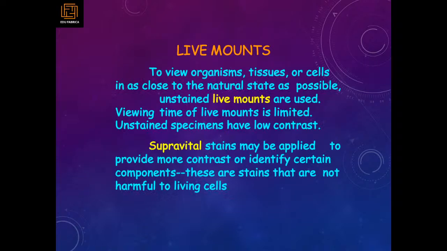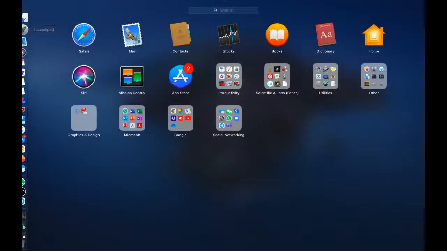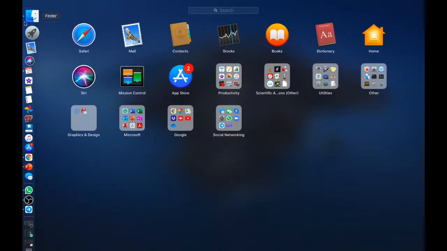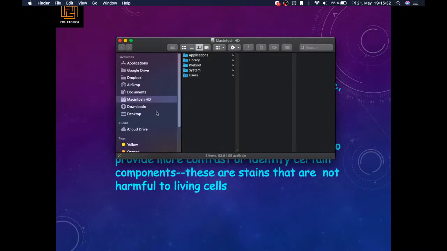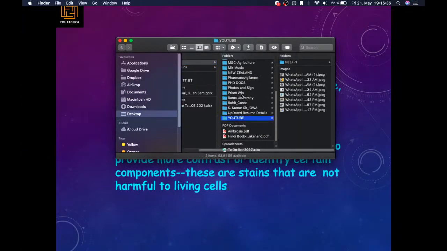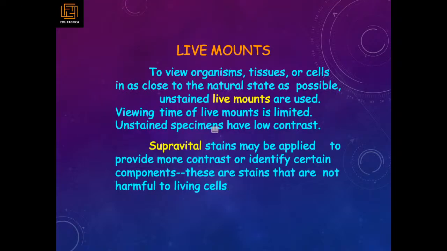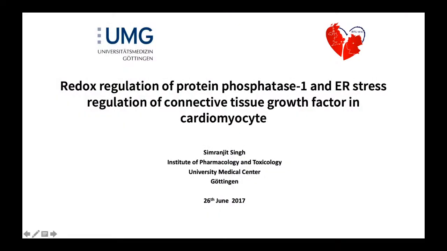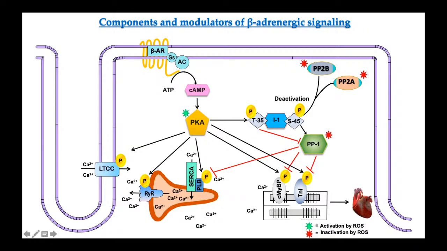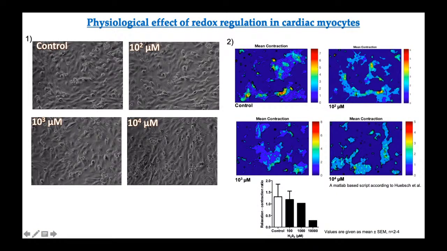So on live mounts, I can show you how a live mount video looks like, the cells. This work was done on neonatal rat cardiomyocytes in my PhD.